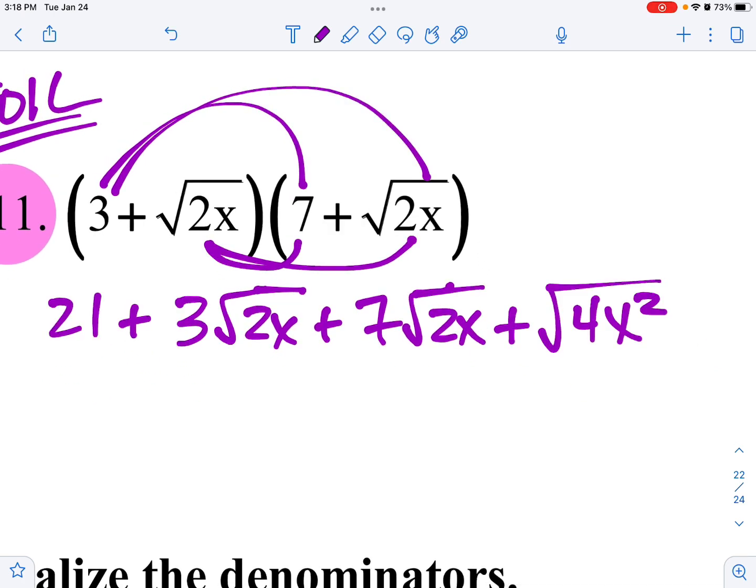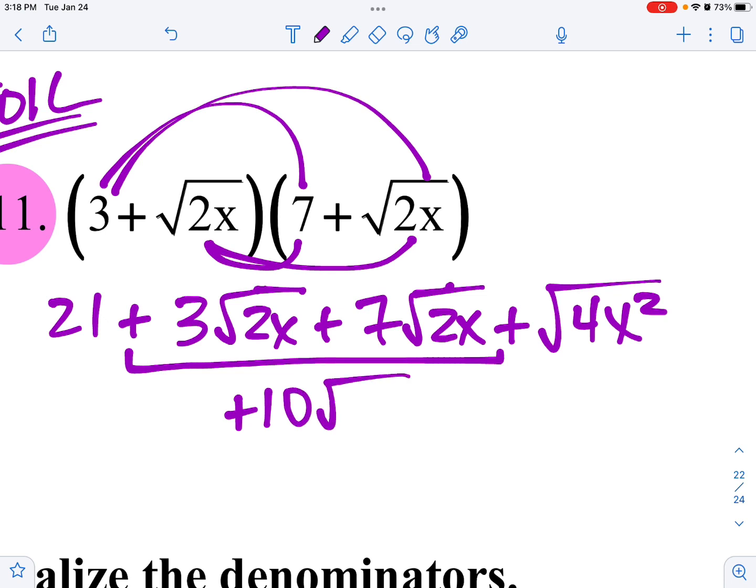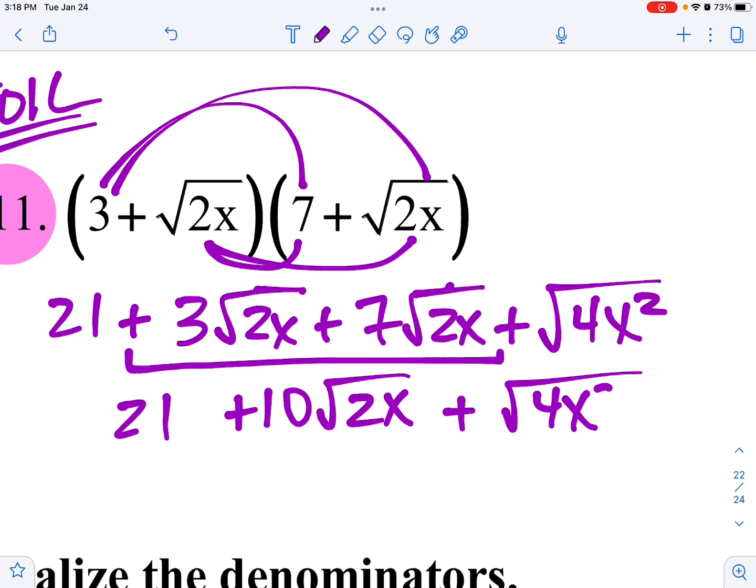I'm noticing that these two are like terms. Positive 3 and positive 7 makes positive 10 root 2x. You're allowed to combine them because they're the exact same. You have 3 and you have 7, and these radicals are the exact same. 3 plus 7 is 10. I'm going to keep the 21 that was in front, and I'm going to keep this plus 4x squared.